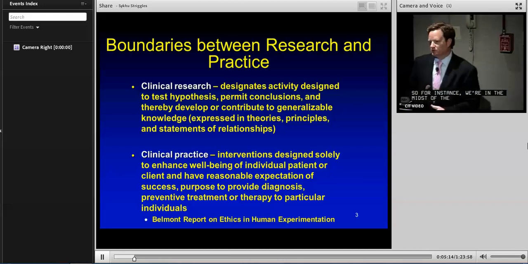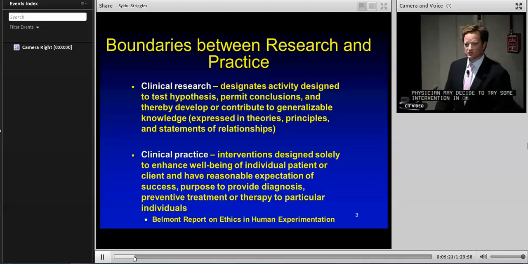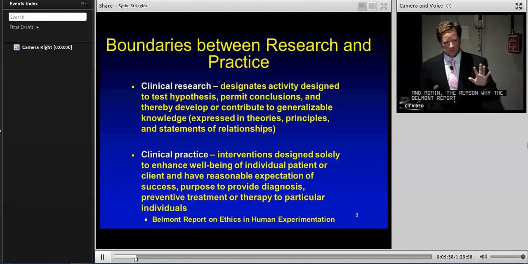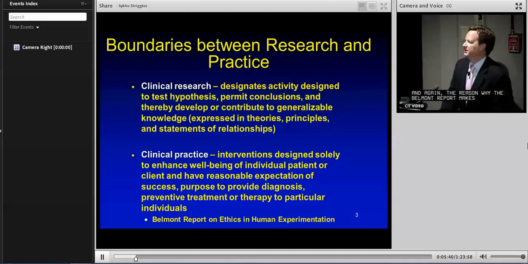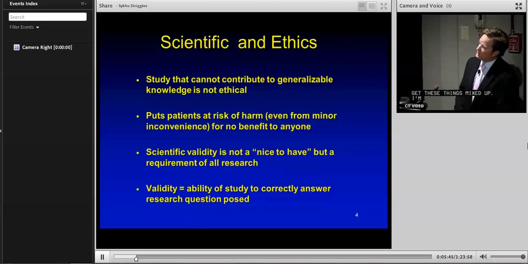The fact that an individual physician may decide to try some intervention in one patient is not the same as doing a research protocol that's going to try to evaluate whether a given treatment is effective against treating Ebola disease in groups of people. Difference between research and practice. And again, the reason why the Belmont Report makes this distinction is that oftentimes people get these things very mixed up. And I'm sure you'll get lectures later on this has implications for the ethics of clinical research as well.